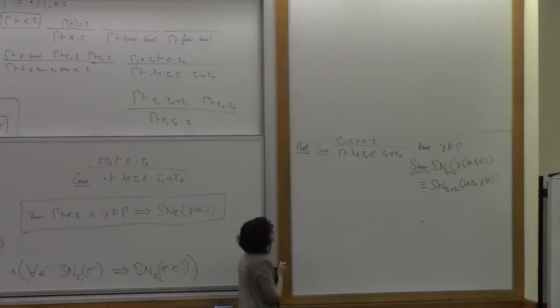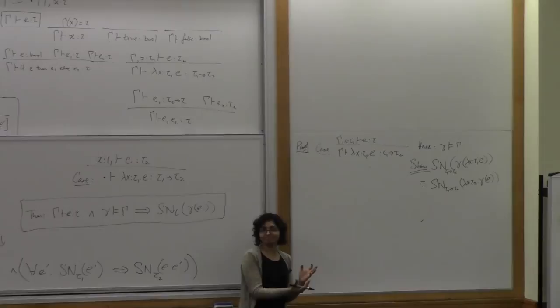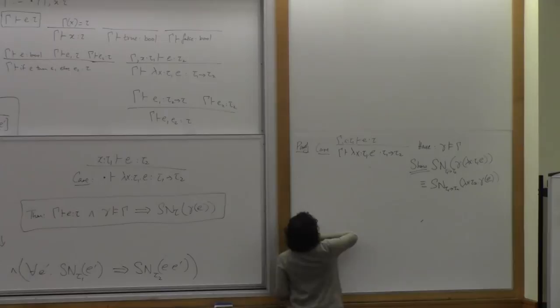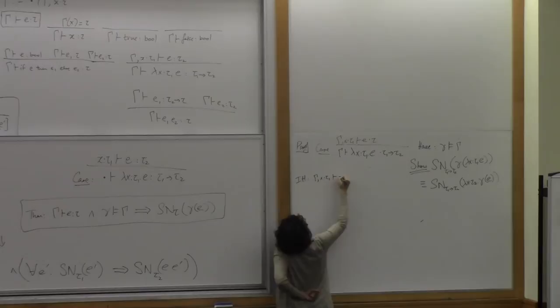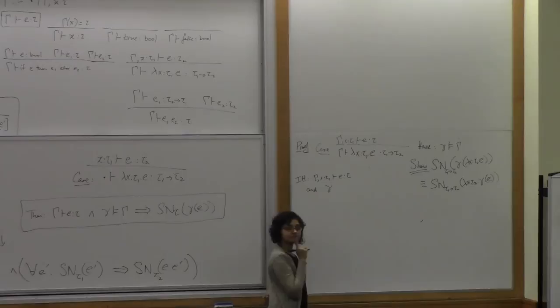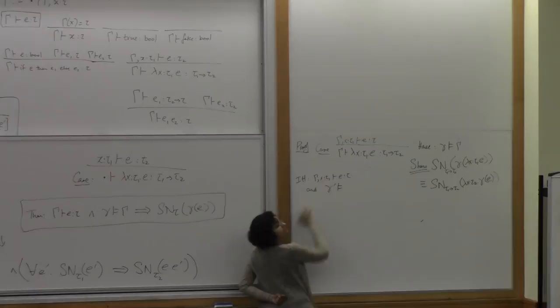Let's see what our induction hypothesis gives us, because I don't really know how else to proceed. Okay, so let's see. I'm going to write out the full statement. Here's the statement. Induction hypothesis is that if you have gamma, x colon tau 1 turnstile e colon tau, and you have a substitution, I'm going to call gamma prime, that satisfies this environment. It's extended right now.